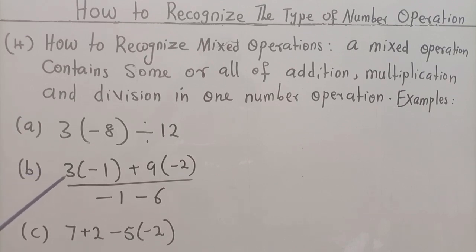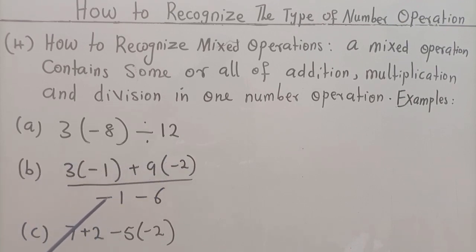This is number B, 3 bracket minus 1 plus 9 bracket minus 2, all over minus 1 minus 6. What and what are involved here? 3 bracket minus 1 is multiplication. 9 bracket minus 2 is also multiplication. Then, because we have this plus between these 2 expressions or these 2 terms, it means that we also have addition. It means get this result, and combine both of them. If you combine them, they now become one number above.